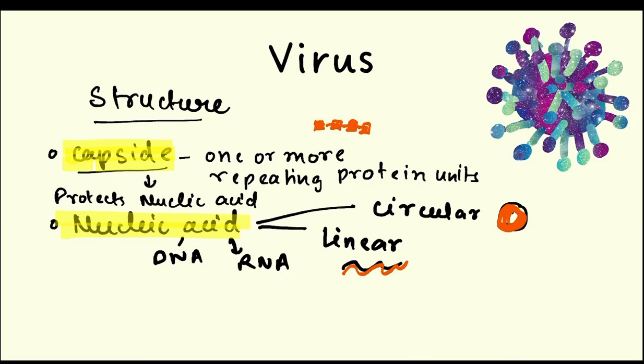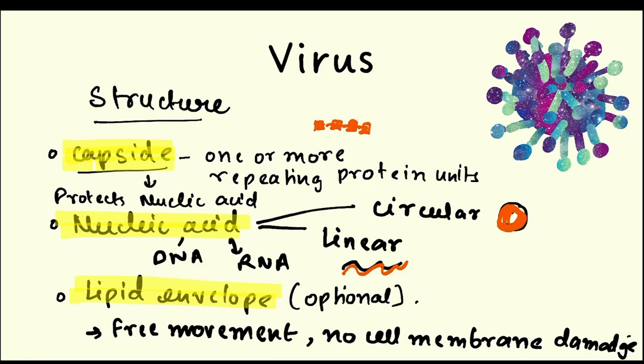Now let's jump into the nucleic acid. So the nucleic acid present inside the viruses could be of different types. So different viruses could have different types of nucleic acids. Some viruses have DNA, some viruses have RNA, some viruses have linear genetic material, which is in a straight line. Some viruses have circular, where it kind of looks like a plasmid.